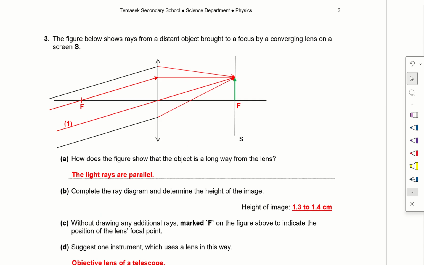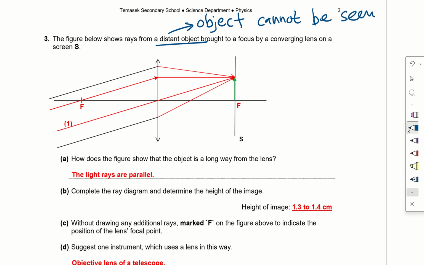Okay, question 3. It shows light rays from a distant object. So distant object means the object cannot be seen. That means it's too far away. It's larger than the 2f distance. So the characteristics of this is that the light rays are parallel. And it says it shows light rays from a distant subject brought to a focus by converging lens on a screen S. So this screen S is on the other side.